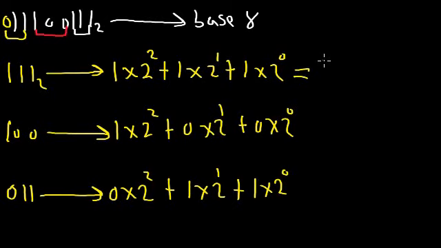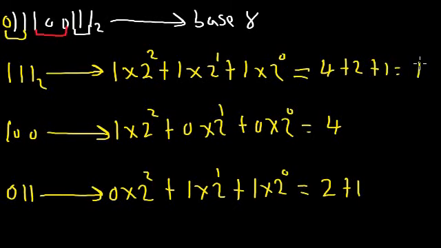Right now, let's find the solution. So this is equal to 4 plus 2 plus 1, and this is equal to 4, and this is also equal to 2 plus 1. So this eventually results in 7, while this results in 4, while this results in 3.